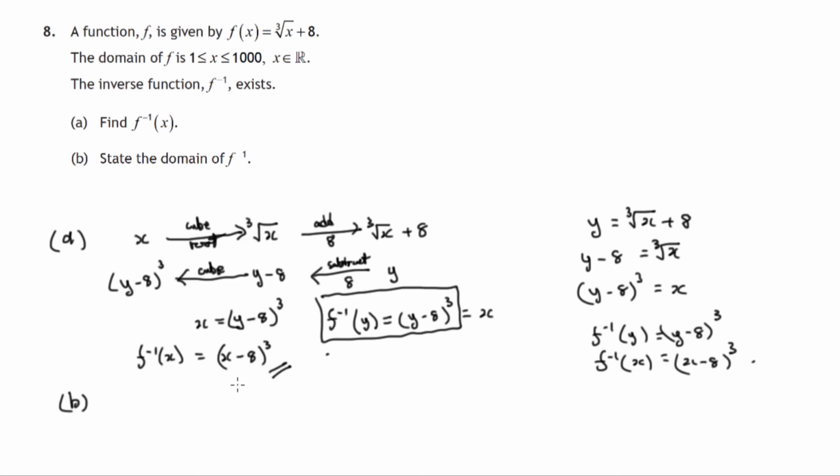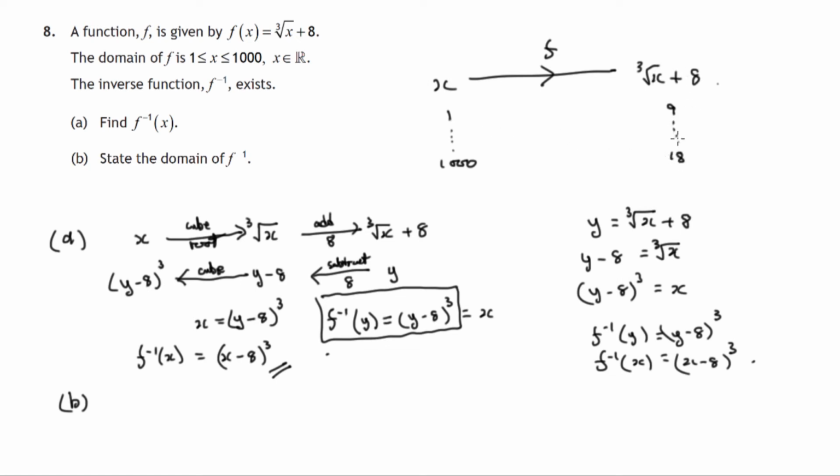Now it says state the domain of f to the minus 1. Now you'll notice that when we use the function f, which is going from x to the cube root of x plus 8, we're allowed all the values from 1 all the way up to 1000. And certainly when we put 1 in, the cube root of 1 is 1 plus 8, we would end up with 9. When we put 1000 in, the cube root of 1000 is 10, since 10 times 10 times 10 is 1000. So the cube root of 1000 is 10 plus 8 is 18.